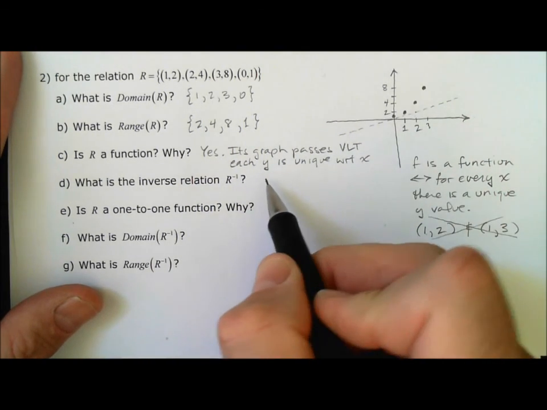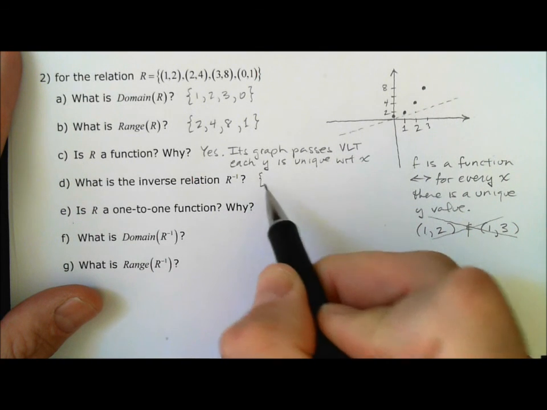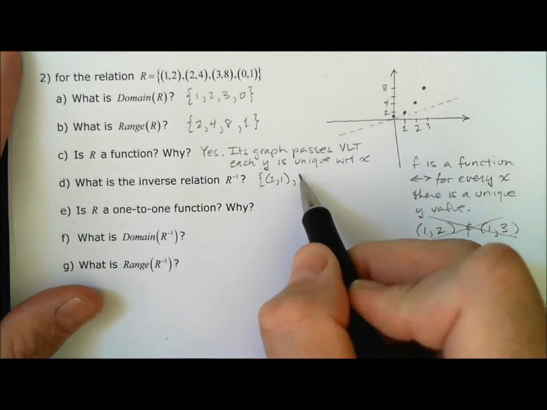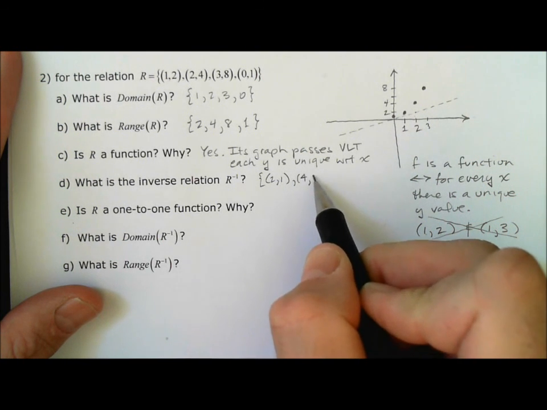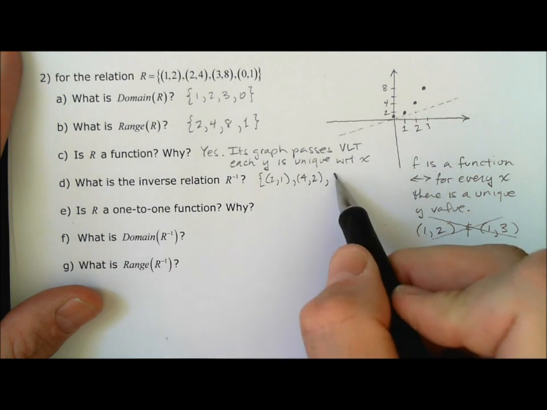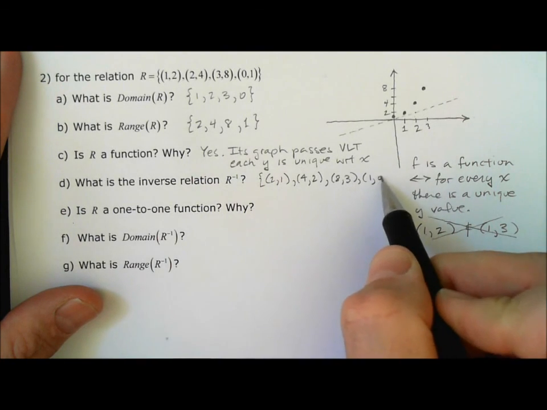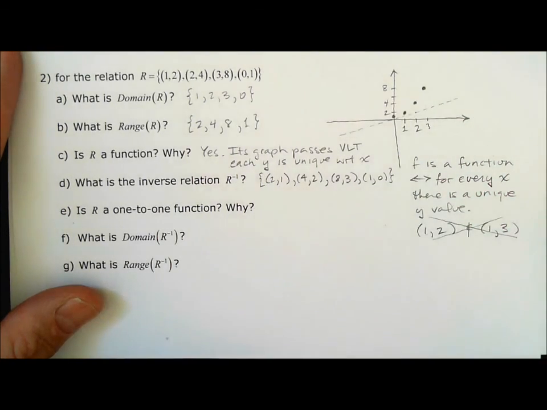Well, the easiest thing to do here is to simply take each point and interchange x and y. That is the reflection across the line y equals x. 4, 2, 8, 3, and finally 1, 0. It's easy enough to do this without a picture.